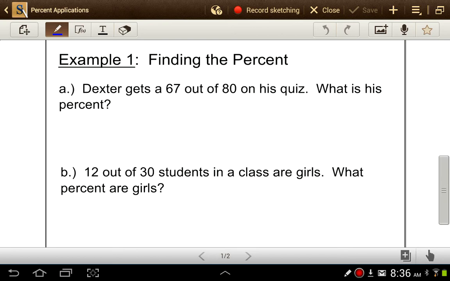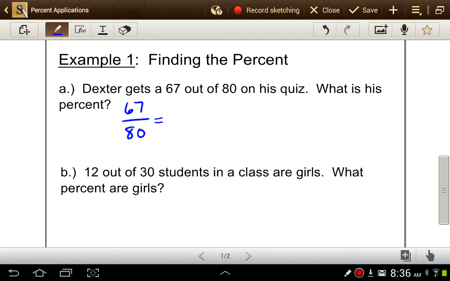Okay, Dexter gets a 67 out of 80 on his quiz. What is his percent? Well, what you're going to do is you're going to take the part that he got, 67, that's the part, and you're going to divide it by how many points the quiz is out of, the base. So I'm just going to turn it into a fraction, 67 over 80. Now we learned how to turn fractions into percents. In order to do that, the first thing I'm going to do is turn it into a decimal. So I'm going to take my calculator, you can use calculators today, and do 67 divided by 80.